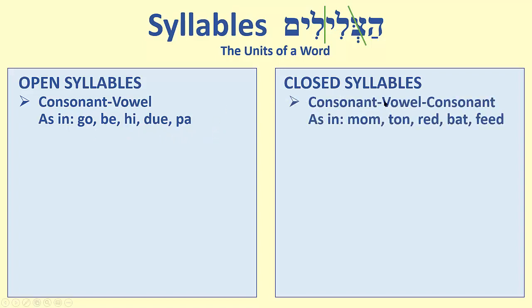Closed syllables, on the other hand, are closed by a consonant. They will consist of a consonant, a vowel, and a closing consonant. Some English examples would be mom, ton, red, bat, or feed. They start with a consonant, there's a vowel sound in the middle, and they close with a consonant. So these are closed syllables.